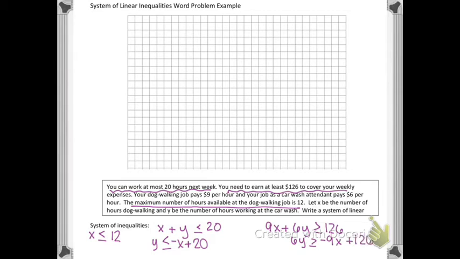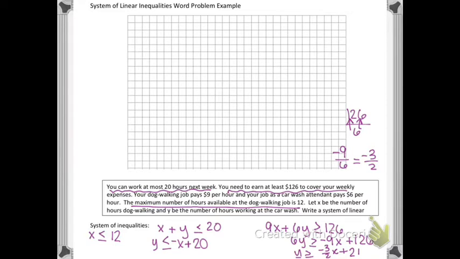When I divide by 6, I'm going to get negative 9/6 for the slope, and that's going to reduce to negative 3/2. So Y is greater than or equal to negative 3/2 X plus. Now when you divide 6 into 126, some students don't know this little trick. You just look at it and do your division mentally. 6 goes into 12 2 times, and then 6 goes into 6 1 time.